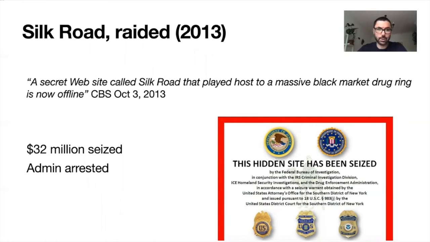A secret website called Silk Road that played host to a massive black market drug ring is now offline. 32 million dollars were seized. The admin was arrested. A number of agencies contributed to the seizure.